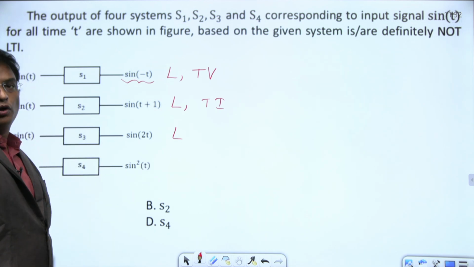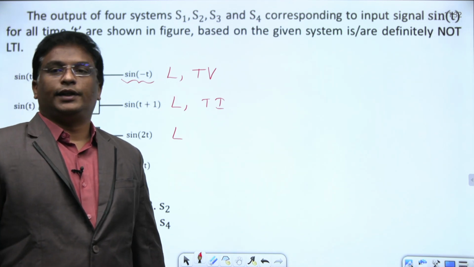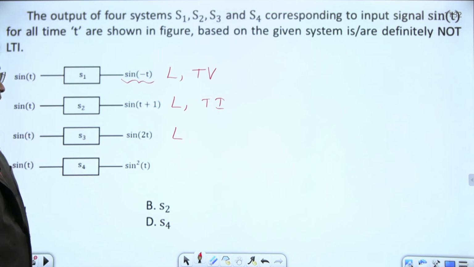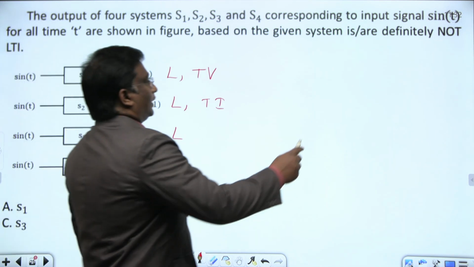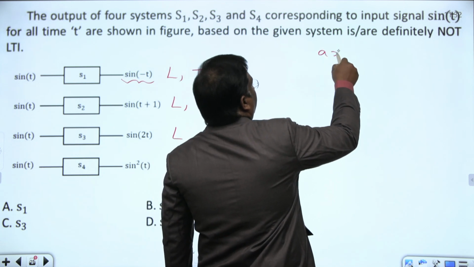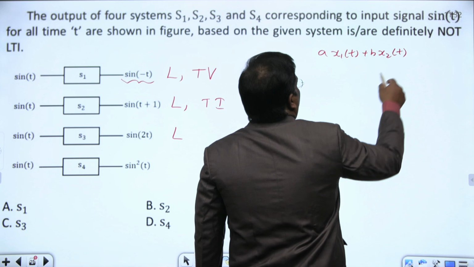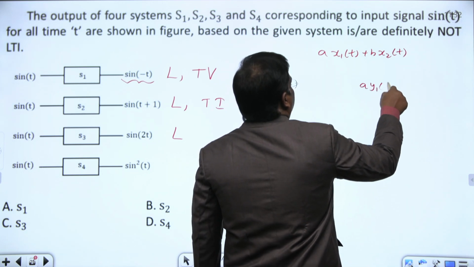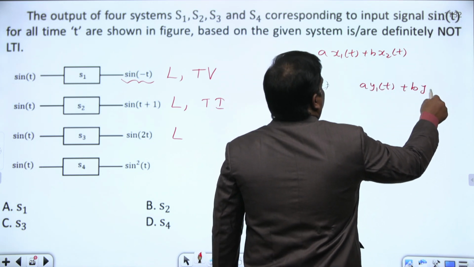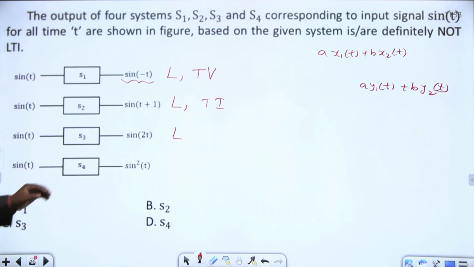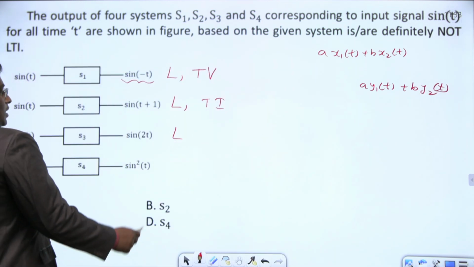What is the linearity property? It obeys both homogeneity as well as additivity, or the superposition principle. You check by giving the inputs a x1 of t plus b x2 of t, and similarly check the outputs a into y1 of t plus b into y2 of t. If you get the same, then it's linear. All are linear systems, and this system is non-linear.